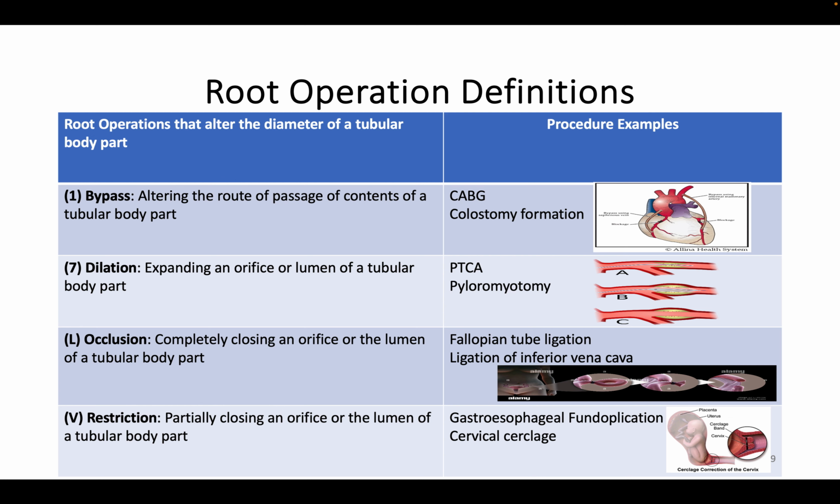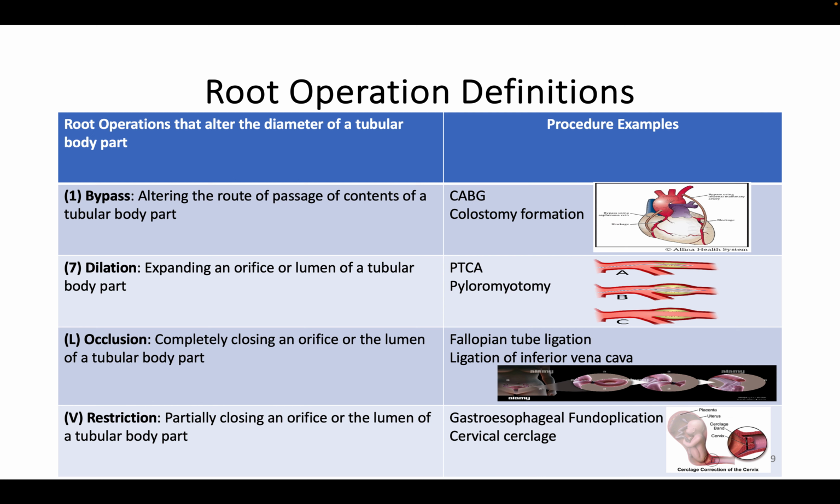Dilation is represented by the number 7. It's expanding an orifice or lumen of a tubular body part. Here's your PTCAs. Here you can see they're going in and they're dilating the area so that they can get the blood to go through. It's very tiny, then they push it through and then it opens up.